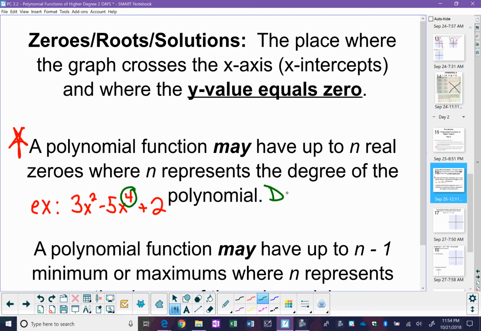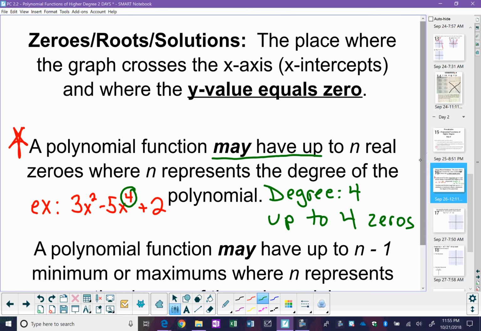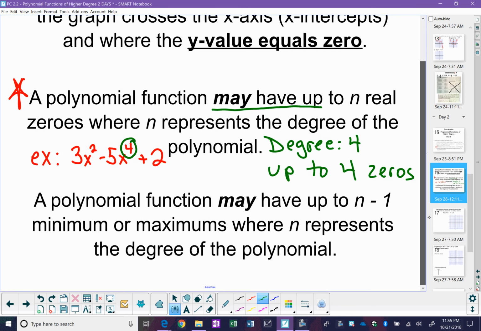So we could say the degree is 4. And what this tells me is that I may have up to, which means I don't have to have 4 zeros, but I could have up to 4, but no more than 4. So up to 4 zeros. So what that means is I could cross my x-axis potentially 4 times.